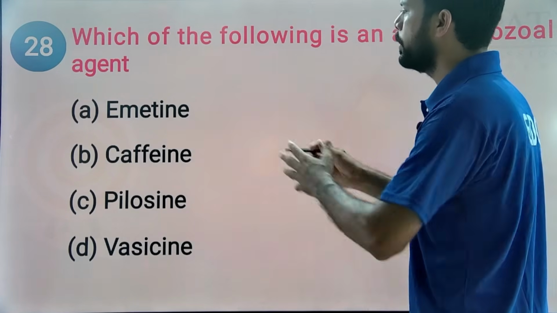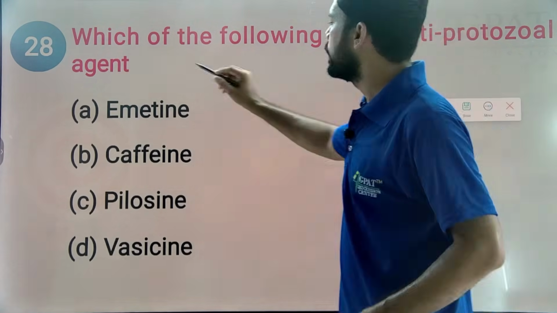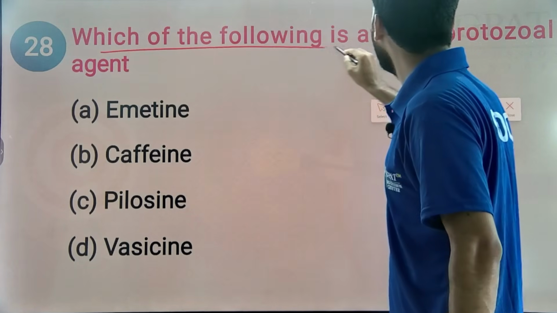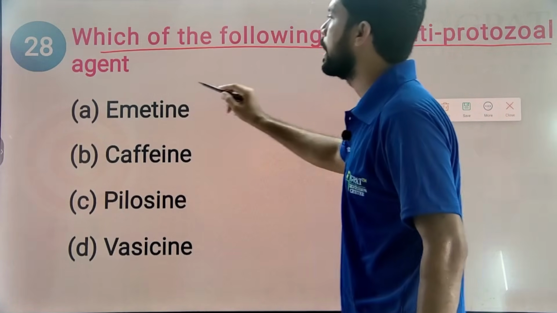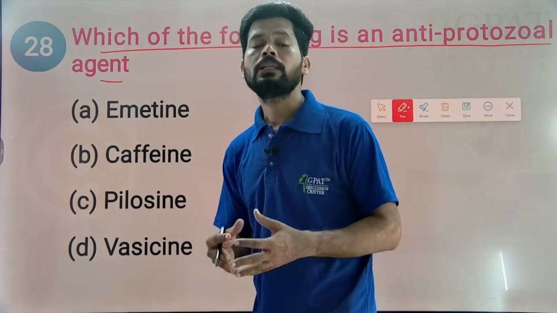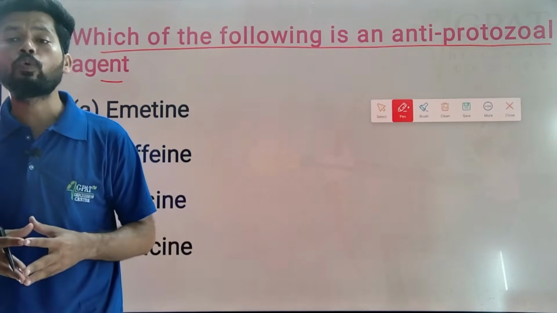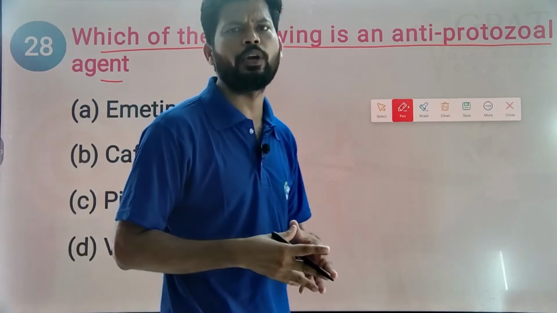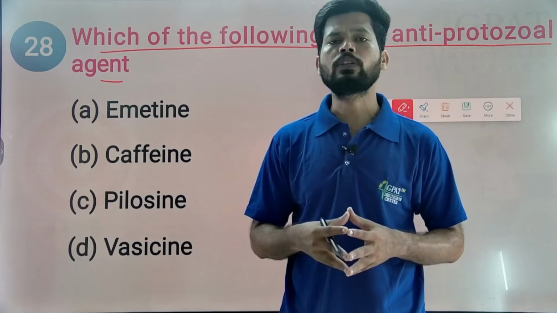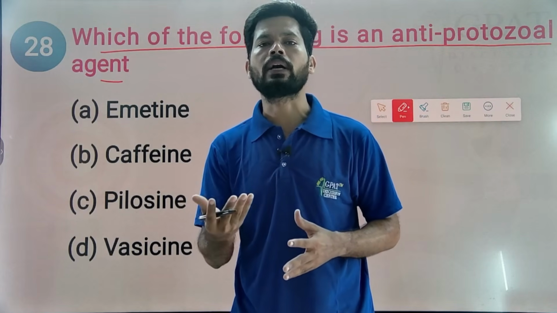Next, so here in terms of our MCQs, what is the first MCQ? Which of the following is an antiprotozoal agent? So the name itself indicates the drugs help in the treatment of protozoal infections like amoebiasis. So amoebiasis is caused by Entamoeba histolytica.